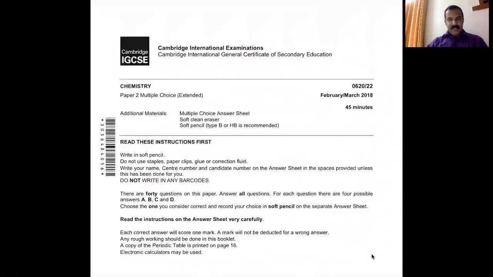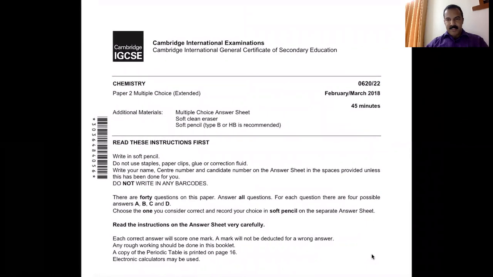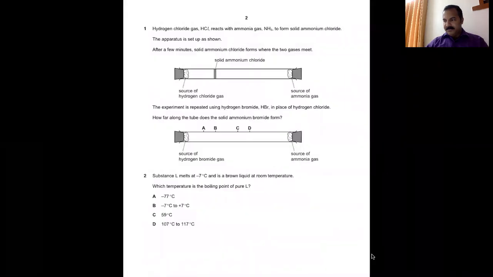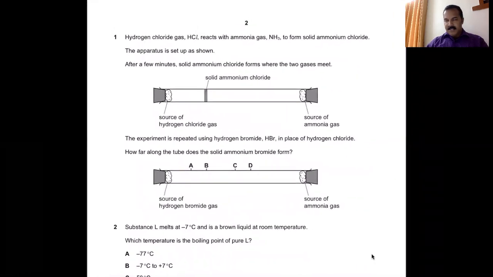So we are taking a sample paper that is March 2018, the India CG's paper, Paper 2, that is an extended paper. Let us think of question number 1. The question says, hydrogen chloride gas, HCl, reacts with ammonia gas to form solid ammonium chloride. The apparatus is set up as shown. After a few minutes, solid ammonium chloride forms where the two gases meet.